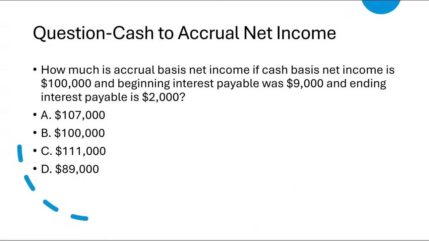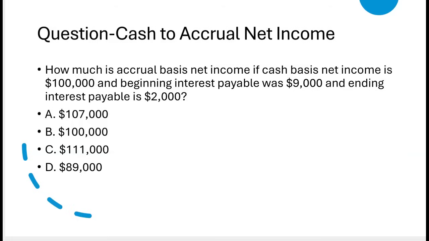All right, let's try this. How much is accrual basis net income if cash basis net income is $100,000 and beginning interest payable was $9,000 and ending interest payable is $2,000? So this is a cash to accrual net income question also, but it's not as straightforward as the last one. Why? Because it involves expenses and payables. Remember that expenses and net income have an inverse relationship. So expenses up, net income down.